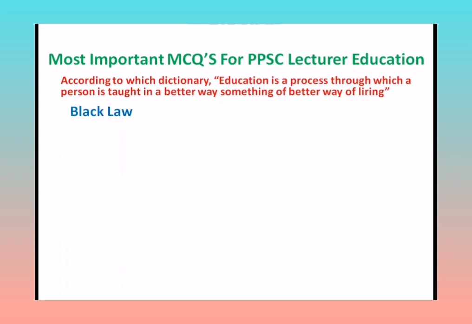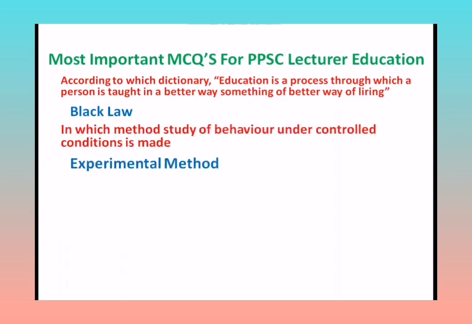According to which dictionary, education is a process through which a person is taught in a better way something of better way of learning? It is according to Black's Law. In which method is the study of behavior made under controlled conditions? The correct option is the experimental method.